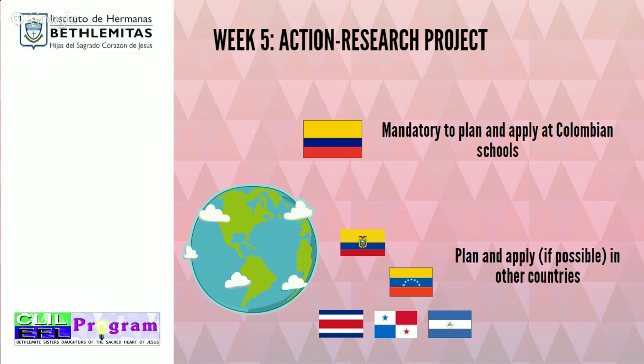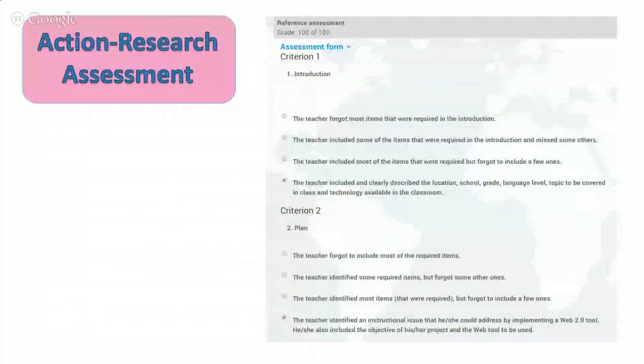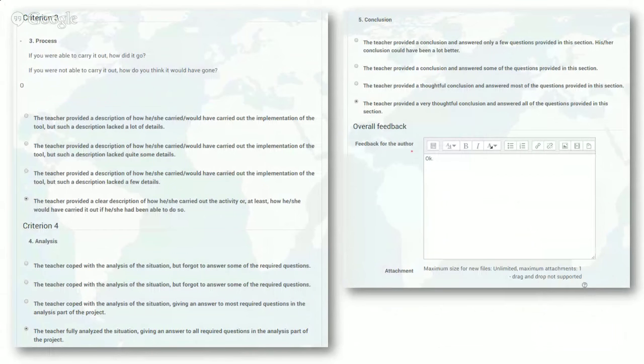So I hope this week looks very interesting for you. That's the main activity of it, and it's going to be available next week. You have to write down a document with all of these 5 parts. These are the criteria to keep in mind in order to come up with a very innovative and excellent action research project, and you have to upload it next week. So that's what next week is going to be about.